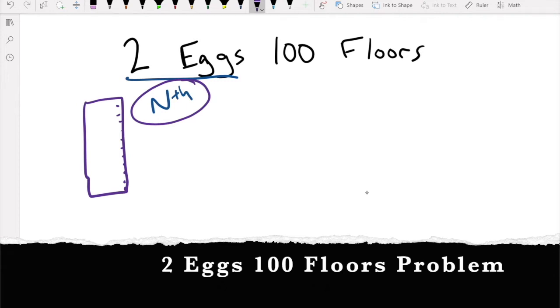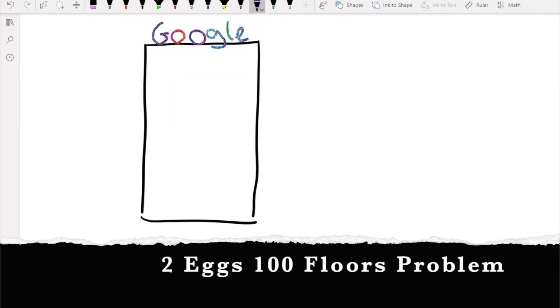First, the worst thing you could do is start at floor 1 and drop the egg. If it doesn't break, you go to floor 2. If it doesn't break, you go to floor 3, then 4, then 5, and you keep going up until you find the floor that it breaks. Maybe it breaks at floor 62, but that took you 62 drops to get there. So that is not a very clever way of solving this problem.